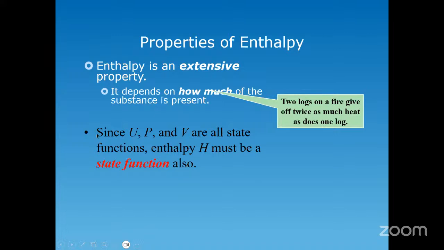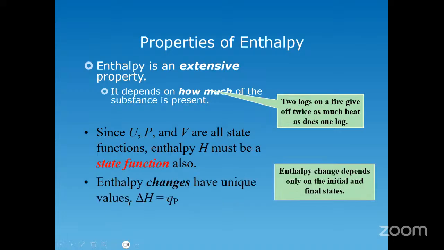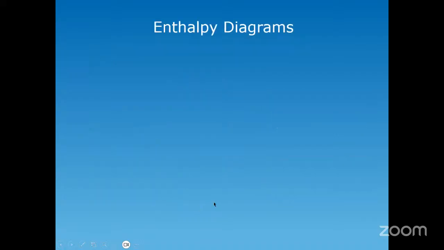materials involved. Now, because internal energy, pressure, and volume are all state functions, that means that enthalpy is also a state function, which basically means that its value is dependent on the state, right? Temperature, pressure, all those things that I mentioned before, all right? And enthalpy changes have unique values. So delta H, as we said before, is equal to QP. And we're going to talk later about how we calculate these enthalpy values based on this fact.